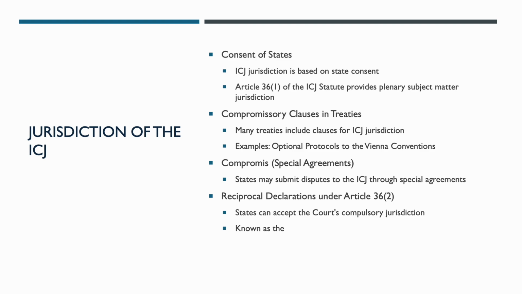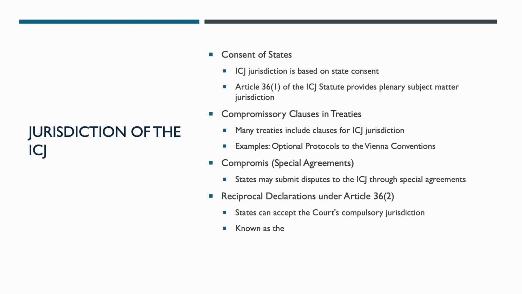However, for the court to exercise its jurisdiction in a specific case, the states involved must have consented to the court's jurisdiction. This consent can be given in several ways. One of them is compromissory clauses in treaties. Many international treaties include clauses that provide for the ICJ's jurisdiction in case of disputes arising from the interpretation or application of the treaty.